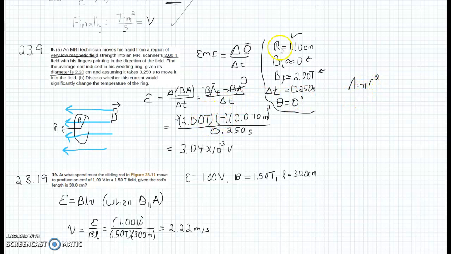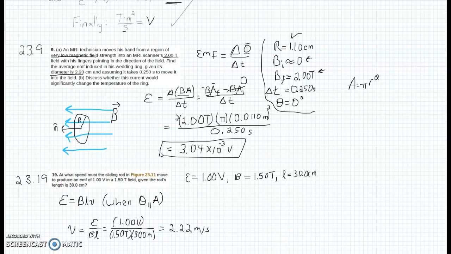And so we're given the radius, and we translate that into meters, into 0.0110 meters. And here we have our pi, and here we have our squared. We divide that by our time, and we get our final voltage, potential difference, induced EMF, if you will, of 3.04 times 10 to the negative third volts.